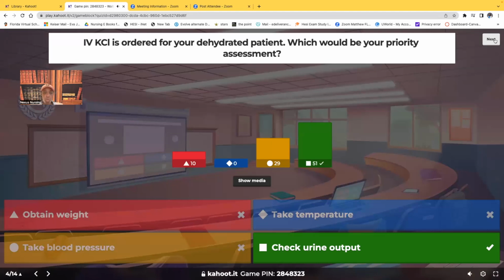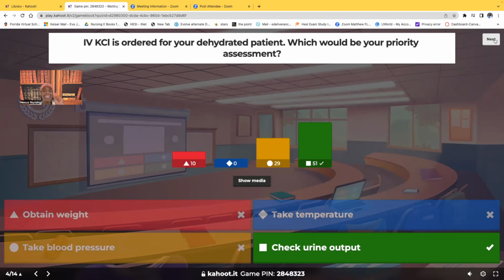Wonderful. Let's talk about this. Check the urine output. Let me tell you why you're going to check the urine output. And you even had a hint. In the question, it told you that the patient was dehydrated. Whenever a patient's dehydrated, we're going to be concerned about the kidneys, all right? They're dehydrated, you're making the kidneys work a little bit harder. That was your first clue.